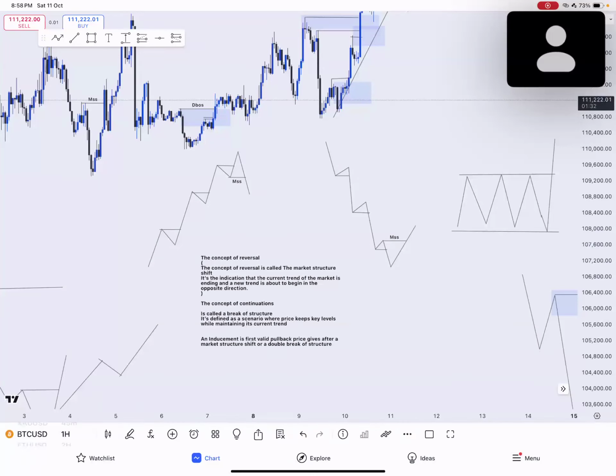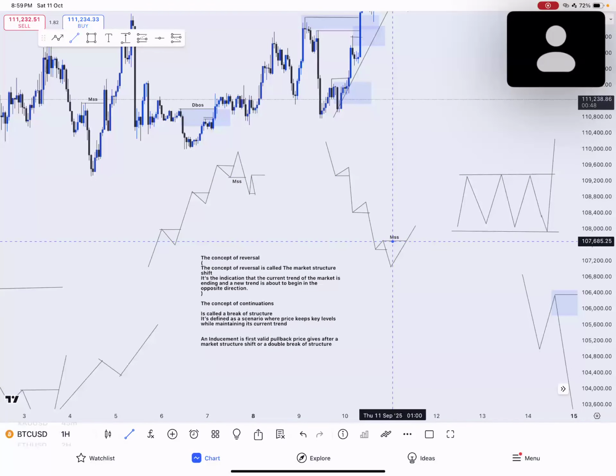What I mean by a pullback is kind of like a retracement. It can be the market giving you a slight retracement into where your market structure shift came from, or into where your double break of structure came from. An example: let's say you have this uptrend, then we get our market structure shift. After that, price should give you a retracement to the upside before eventually continuing to push to the downside to either take this low out or get close to or equal to this low right here. This candle retracement is now your pullback, and that is your inducement.